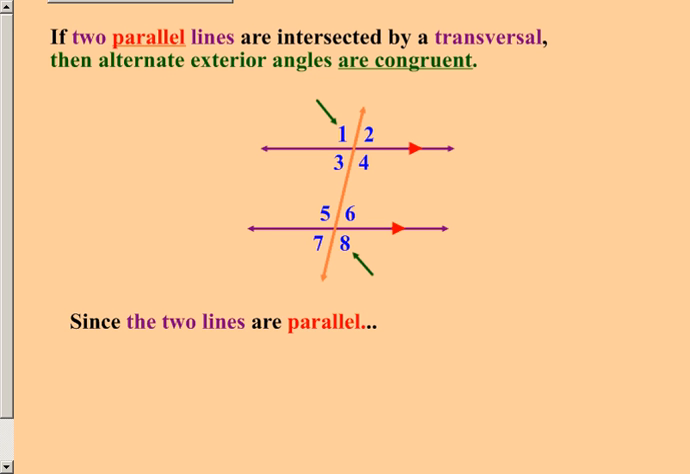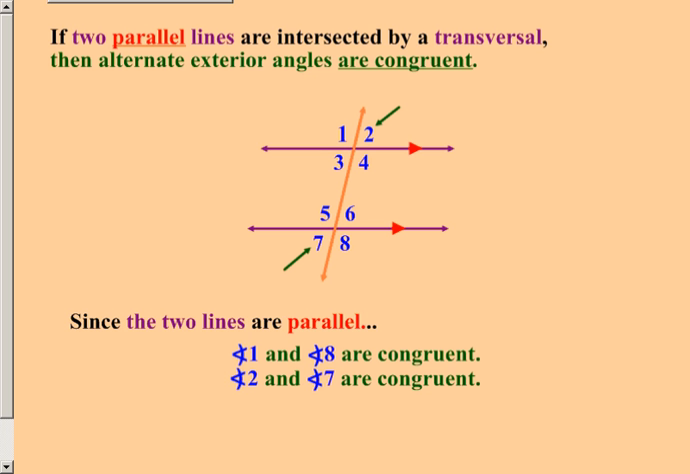Now, looking into the diagram, we can find a pair of alternate exterior angles at angle 1 and angle 8. This theorem guarantees us that angle 1 and angle 8 will be congruent since they are alternate exterior angles and the lines are parallel. But once more, those aren't the only pair of alternate exterior angles in the picture. We could have just as easily said angle 2 and angle 7. And the theorem does guarantee us that angle 2 and angle 7 are going to be congruent as well. And those are the only pairs of alternate exterior angles in the diagram.